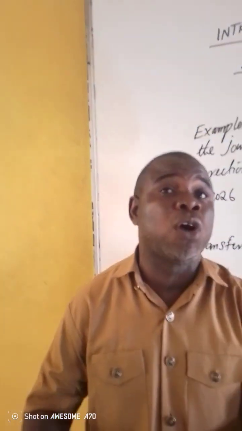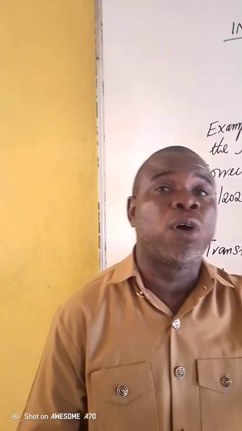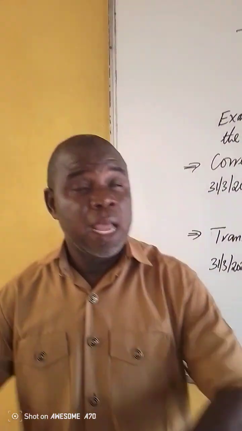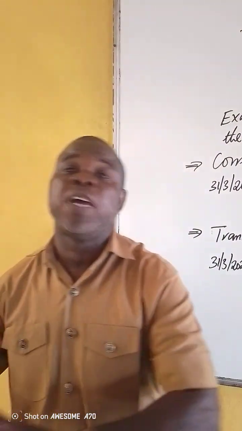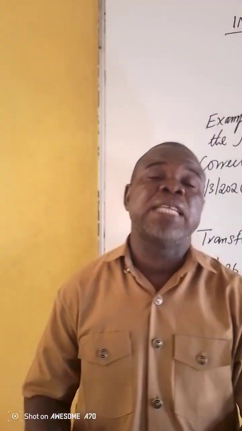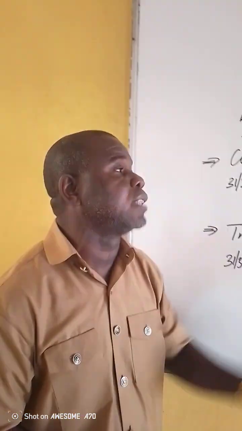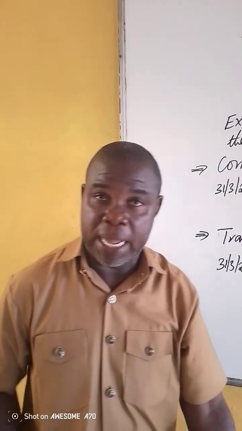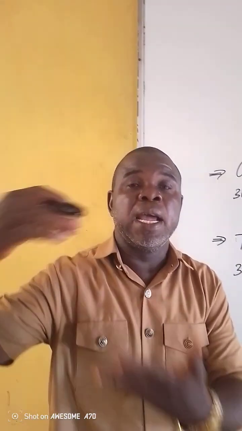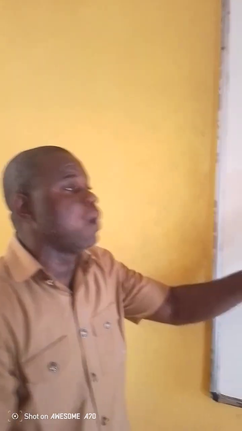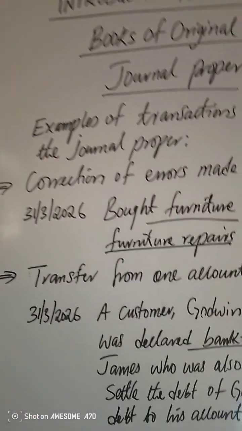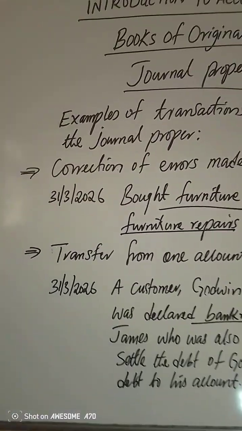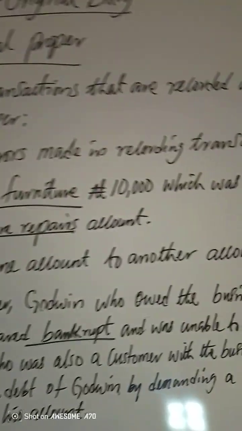and sale of non-current assets on credit, goods withdrawn for personal use, and opening entries of an existing business. These are some of the transactions, and then others, correction of errors and transfer from one account to another. We already treated the other three. Today we are coming to conclude with the other two. Then we have the first one, the correction of errors made in recording transactions.